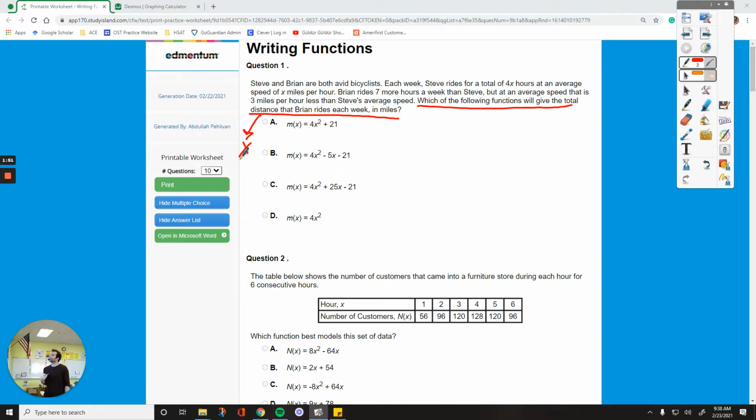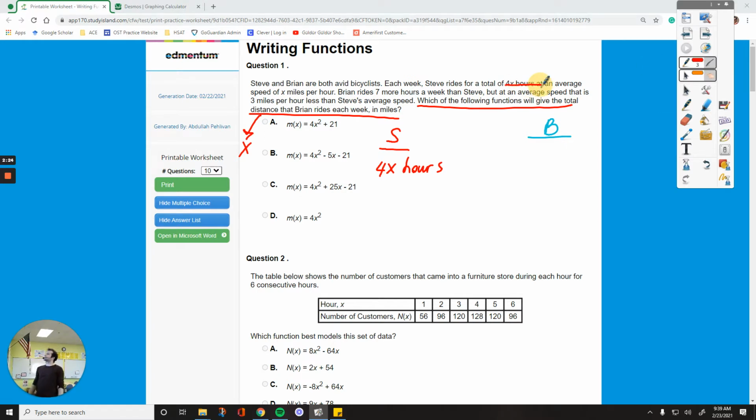So the information I need is relevant to Brian, right? That's what I'm going to hunt out in the question. So Steve and Brian are both avid bicyclists. Each week Steve rides for a total of 4x hours. So for Steve it's 4x hours, and then I need the information for Brian. This is the thing that I actually need. Now let's continue reading the question.